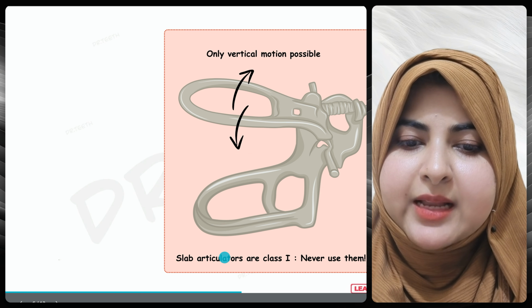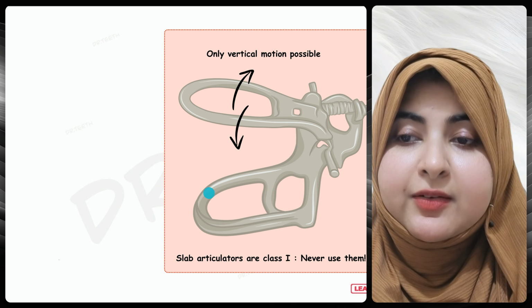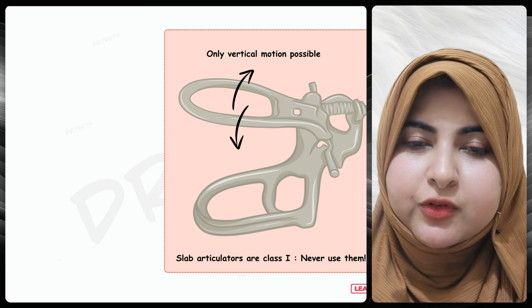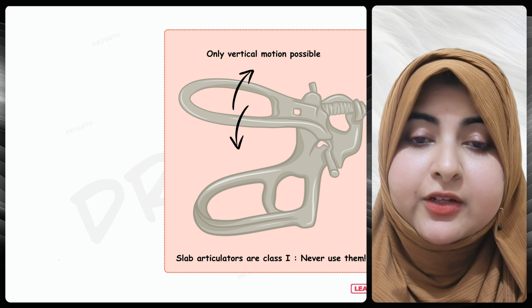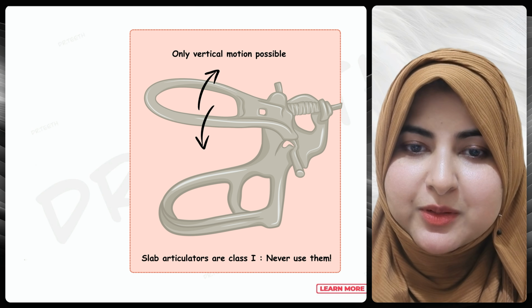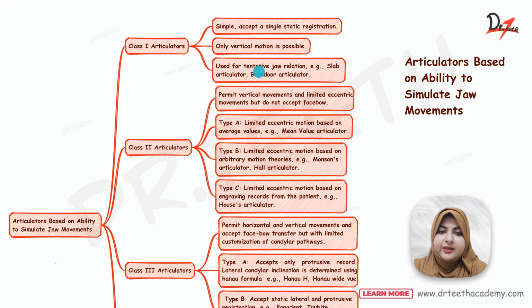So example is slab articulator. We also sometimes call it the dog bite. It is never recommended to use this articulator apart from taking a tentative jaw record sometime. Discourage your technicians to use this articulator for teeth arrangement, okay? Do not use this. So class 1 articulators, these can be used for tentative jaw relation. Examples you should know, slab articulator and barn door articulator.